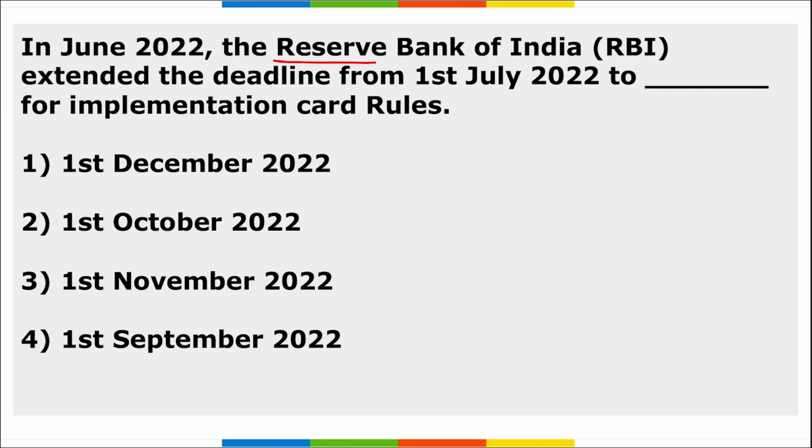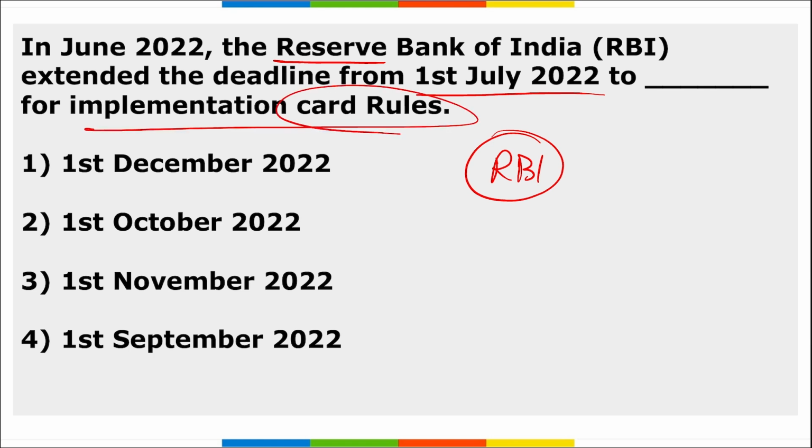Next, the Reserve Bank of India has recently extended the deadline from 1st of July to dash for the implementation of the new card rules. So RBI extended the deadline from 1st of July to 1st of October to implement certain provisions of the card rules that were told by RBI. This extension will provide more time to card issuers to implement the following three provisions in line with RBI's new regulatory guidance. These are the things that have to be implemented by now, 1st of October 2022.